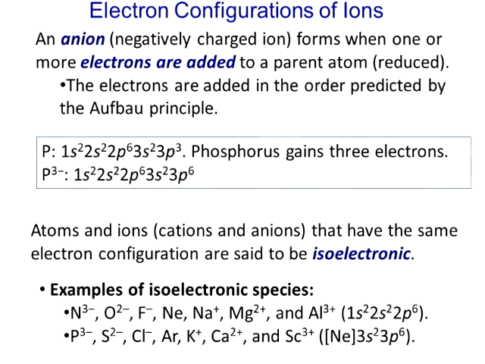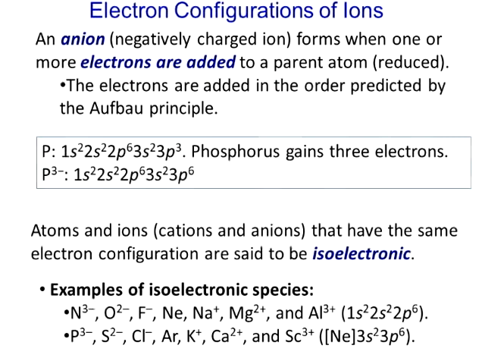N-3, O-2, F-, Ne, sodium plus, magnesium +2, and aluminum +3 all have the exact same electron configuration, although they are identified by their own unique atomic number, which is equal to the number of protons. This is why we take caution in assigning the number of electrons as being always equal to the atomic number. It is only equal to the atomic number when the atom is neutral.